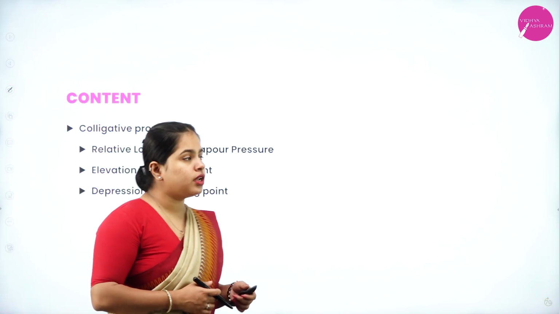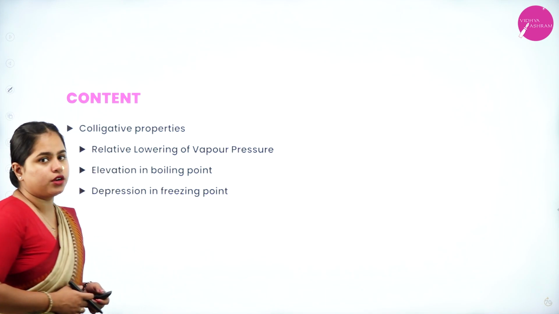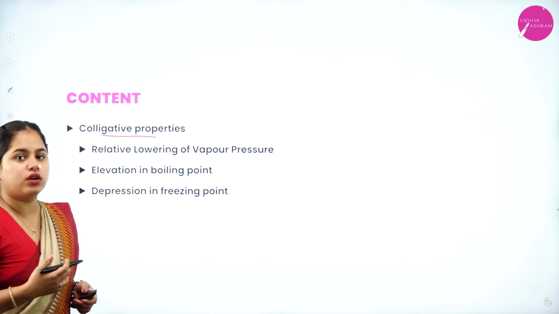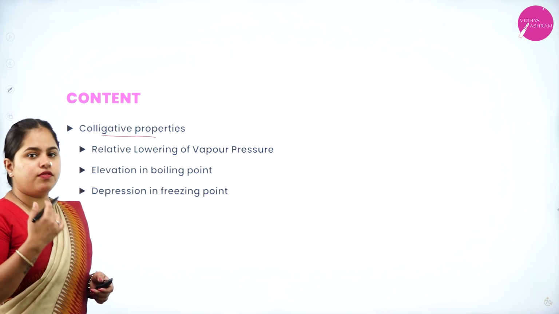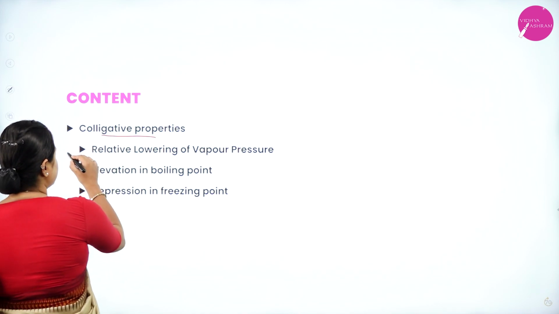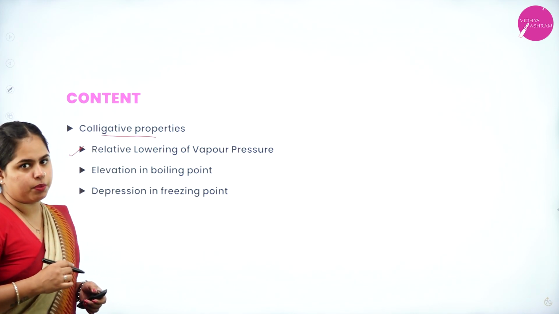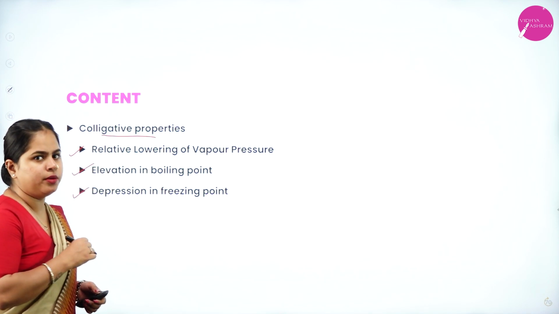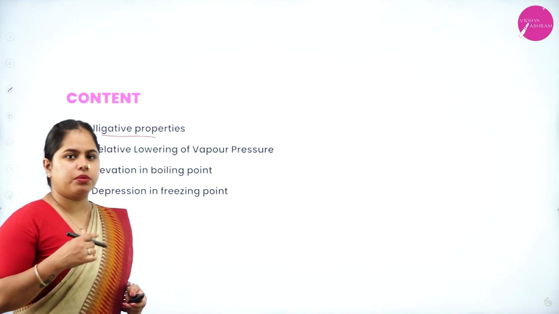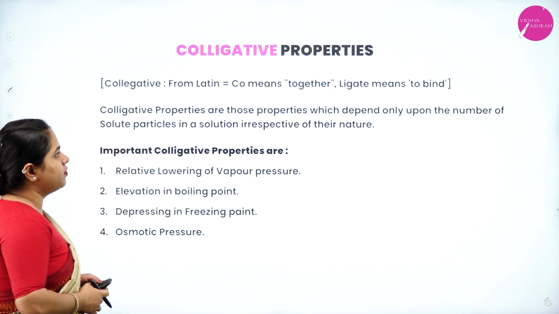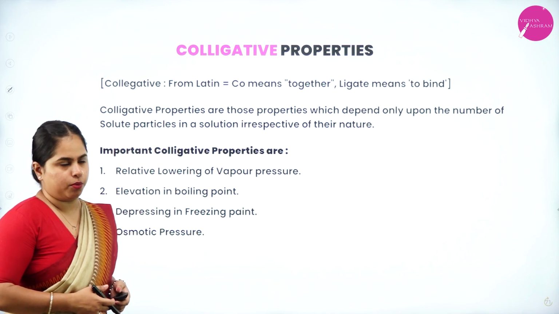So in today's session, we are going to study an important part of this chapter, that is colligative properties. So first we will be discussing what is colligative properties, and then we will be moving on to different colligative properties. So the first one we are going to discuss here is relative lowering of vapor pressure. Then you have elevation in boiling point and depression in freezing point. One more is there, that is osmotic pressure, which we will be studying in the next session, right? So let's begin with what is this colligative property, right?